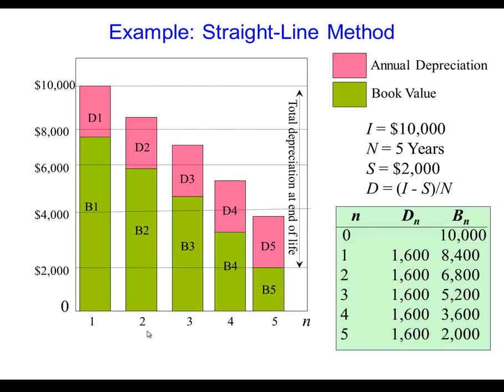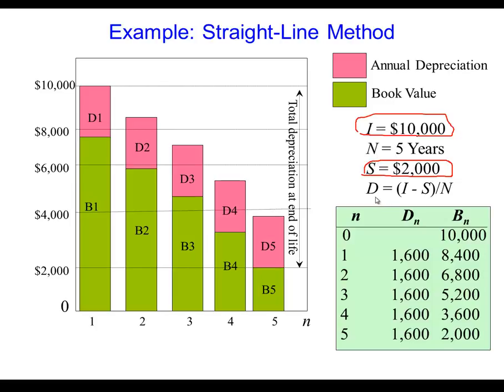Let's take an example so we will understand more about how to calculate depreciation. In this example, we are to calculate using the straight line method, and the values that we have: an initial value of $10,000, a salvage value of $2,000, over a lifetime of 5 years. So n is equal to 5.